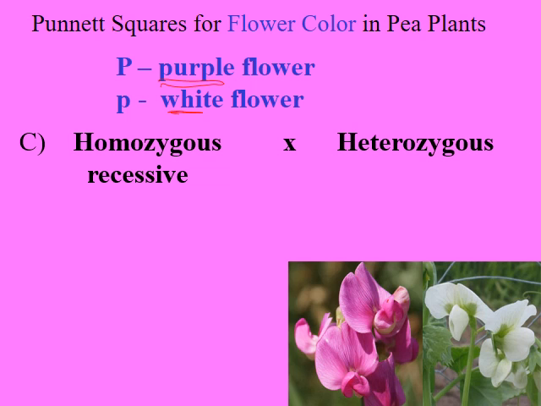So what's the likelihood of having a purple to white flower if you have a homozygous recessive parent and a heterozygous parent? Again, you got to remember what these terms mean. Homozygous means the same. Same in terms of being recessive means both of these are going to be lowercase p's. Heterozygous means you have one of each, one capital, one lowercase. Now you can proceed.